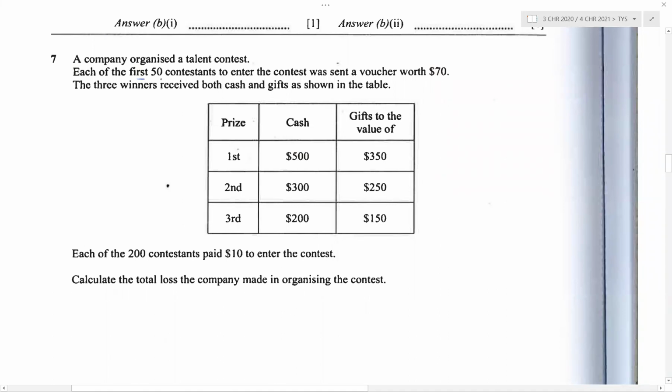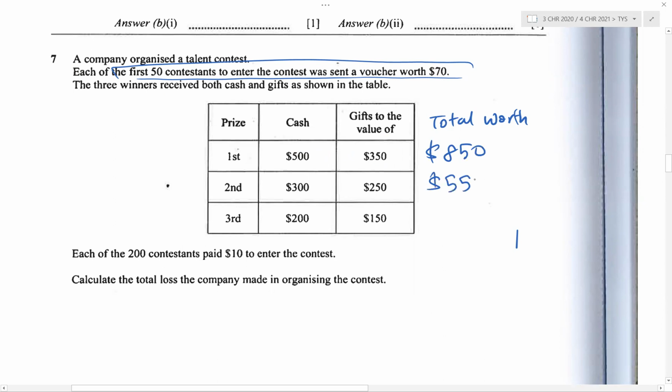So each of the first 50 contestants got a voucher. Wow, you take part, if you're the first 50, you get a voucher already, $70. Good deal. 3 winners receive cash and gift. First prize, of course, worth the most. Total worth will be 850. So these are the top 3 prizes given out, the value.